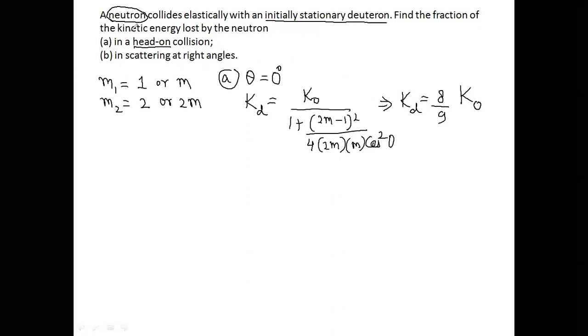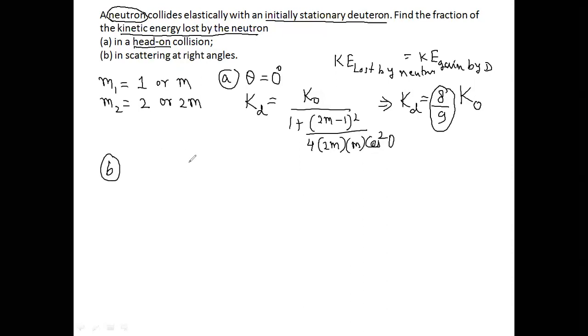And that means the kinetic energy lost by the neutron. Remember, the kinetic energy lost by the neutron is the same as the kinetic energy gained by the deuteron. And if it is 8 upon 9, the fraction will be 8 by 9. This is A part. Moving to B part now.